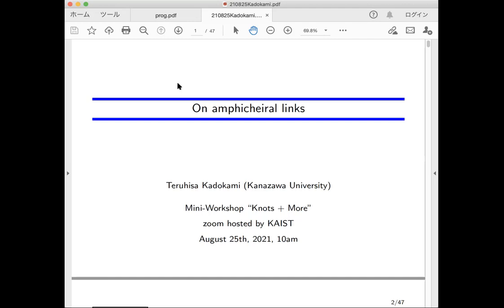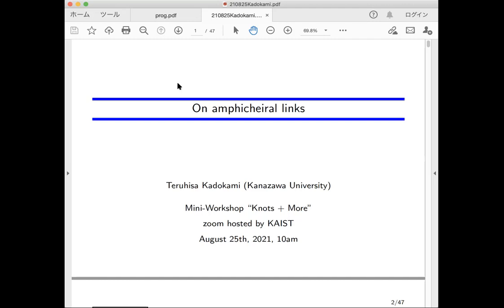The fourth problem is the general construction of Amphicheiral links. We made a table of prime Amphicheiral links with the number of components greater than or equal to 2, and the crossing number less than or equal to 11.